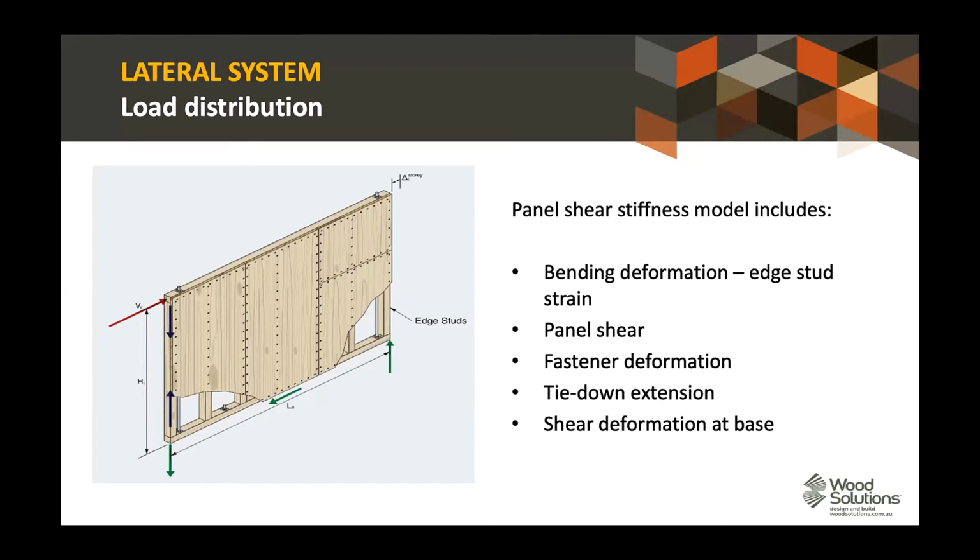We've embraced a model from the Canadian design standards, CSA 086, where they combine considerations of panel deformation based on the strain of the edge studs in tension and compression, panel shear based on the sheathing material, fastener deformation between the sheathing material and the studs, tie-down extension, and then some consideration of shear deformation at the base based on the stiffness of your shear connection at the base.